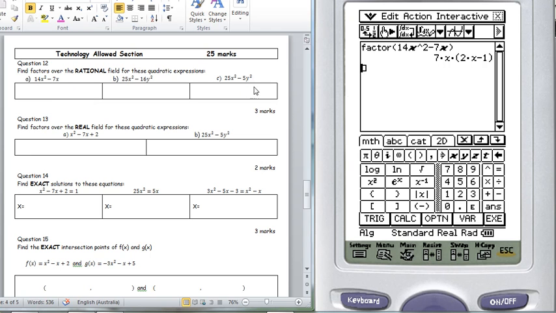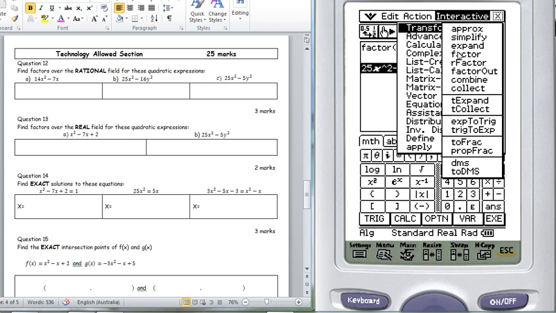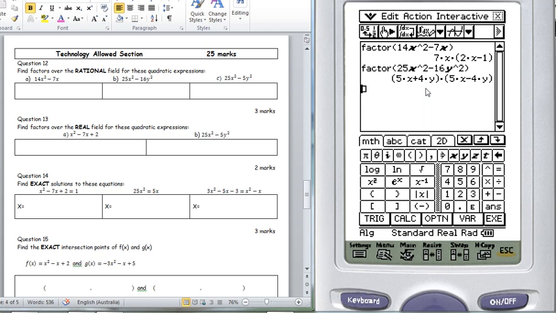Second one is 25x squared minus 16y squared, and I select it, interactive transform, factor, and I have 5x plus 4y and 5x minus 4y.